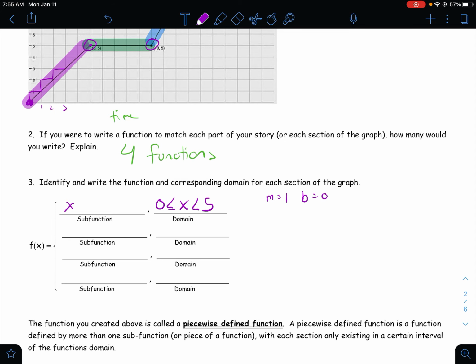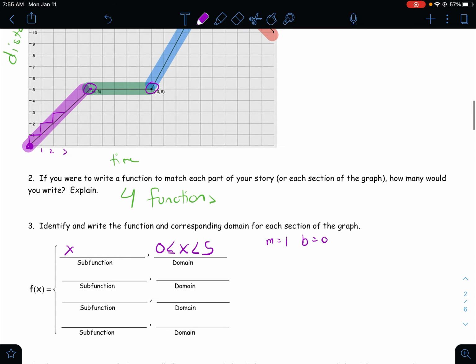All right. Now we have to come up with the equation of our green line. Now, if we look here, the green line is just a horizontal line. When you have a horizontal line like that, it's just going to be y equals whatever y value is your output. And in this case, it's a 5. So our subfunction is just 5. Whenever you have a horizontal line, you just look at the y value, the output.